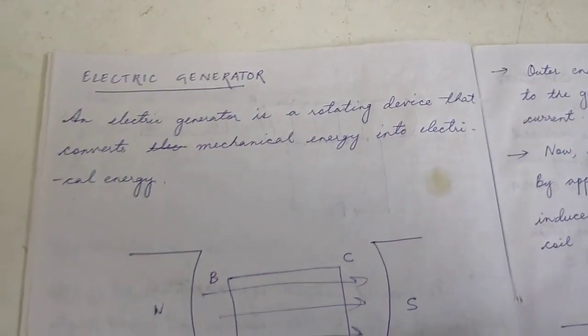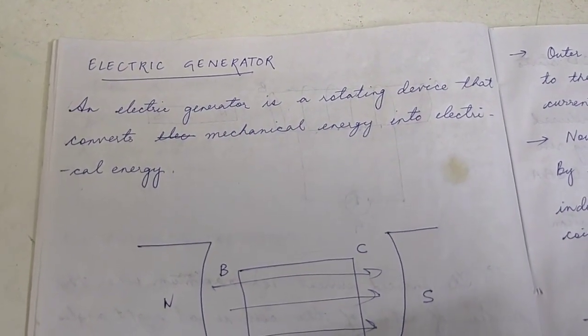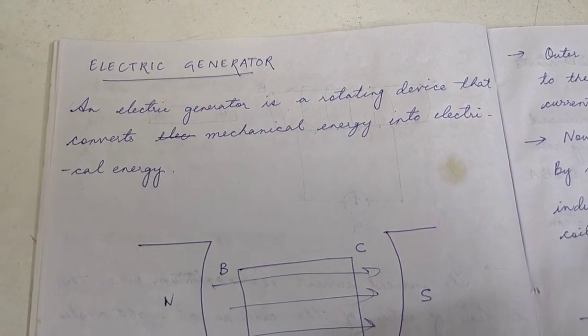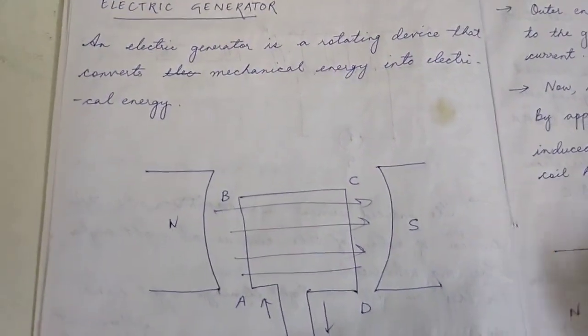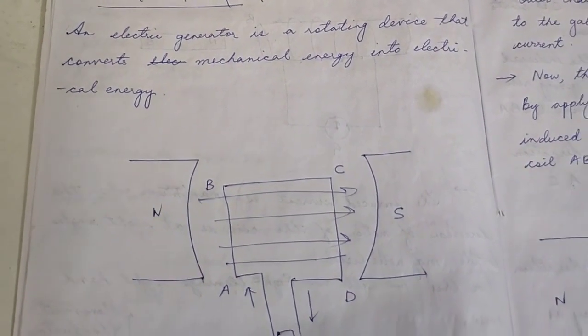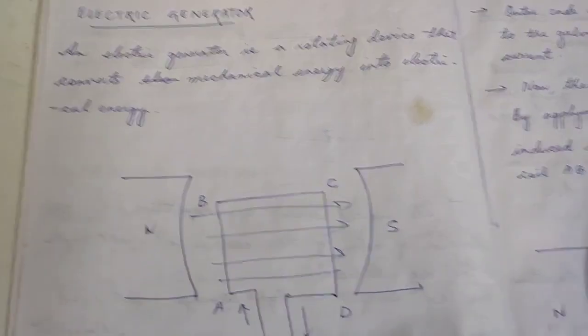What is an electric generator? An electric generator is a rotating device that converts mechanical energy into electrical energy. It is the opposite of a motor. The input will be mechanical and the output will be electrical, whereas in the case of a motor, the input was electrical and the output was mechanical.